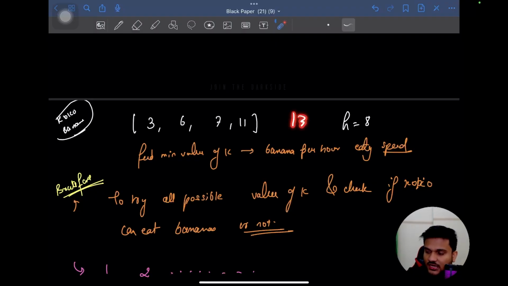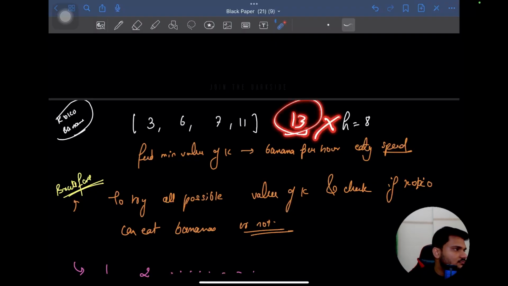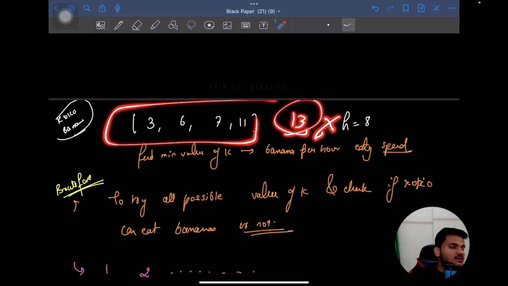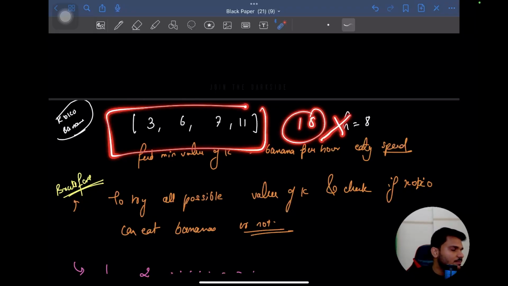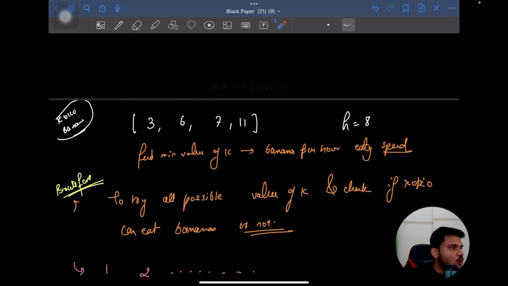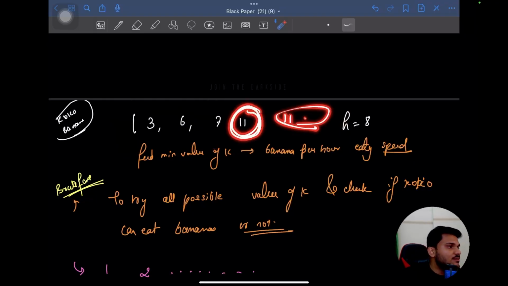If her speed is 13 bananas per hour, this speed is not required because you do not have at least 13 bananas in any pile. Can I say that? If her speed is 18 bananas per hour, this is not required because there are no 18 bananas in any pile. So the maximum speed logically that she should attain is 11 bananas per hour, because in 1 hour you will be able to complete one pile.